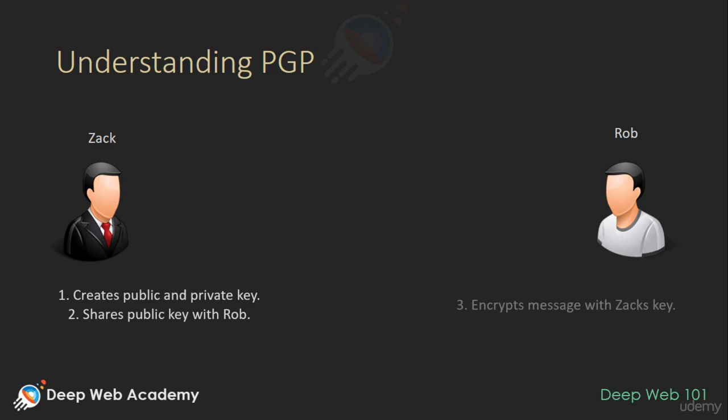And then Rob would take the public key he got from Zach and encrypt the message he wants to actually send to Zach. And then, of course, he would send the message over. Zach would decrypt the message using the private key he ensured he kept safe. So let's look at the process with some illustration to get a better understanding.